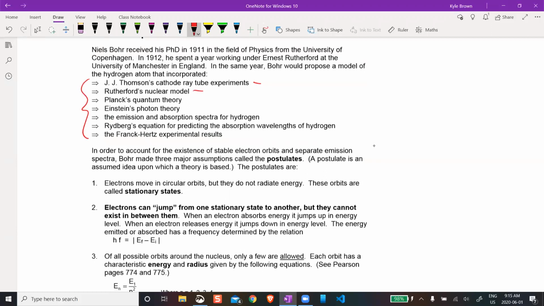Rutherford's nuclear model was saying that most of the mass was all at the center, and it was the protons, right? Protons and neutrons. They knew there were protons and neutrons, and they were at the center in the nucleus, okay? We had Planck's quantum theory, that energy is actually quantized. Einstein's photon theory, kind of in the same ballpark, where they're saying that photons themselves are actually quantized, right? You only get individual little packets of light or packets of energy with Planck's theory.